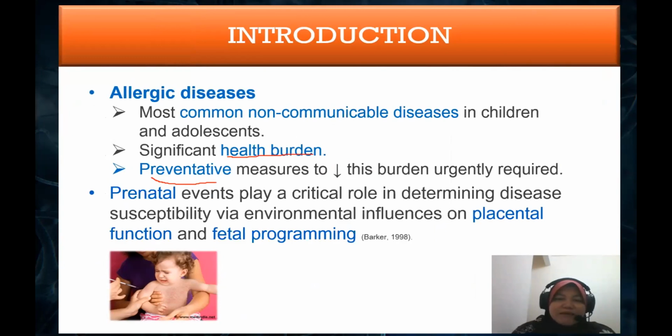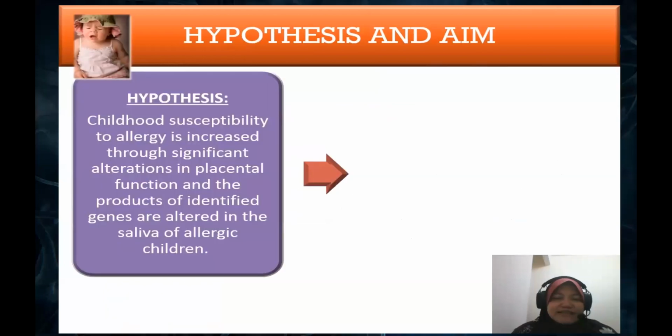We believe that prenatal events play a critical role in determining disease susceptibility via environmental influences on placental function and fetal programming. Our hypothesis is that childhood susceptibility to allergy is increased through significant alteration in placental function, and the products of identified genes are altered in the saliva of allergic children.